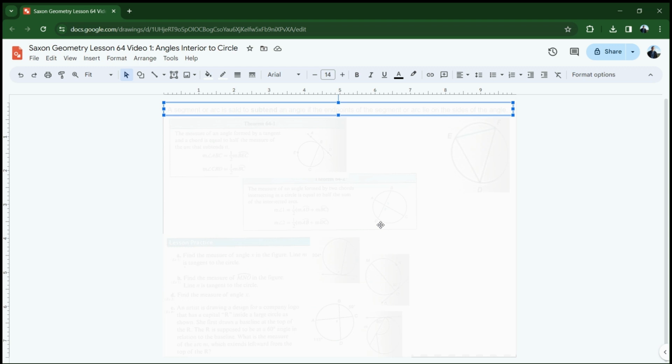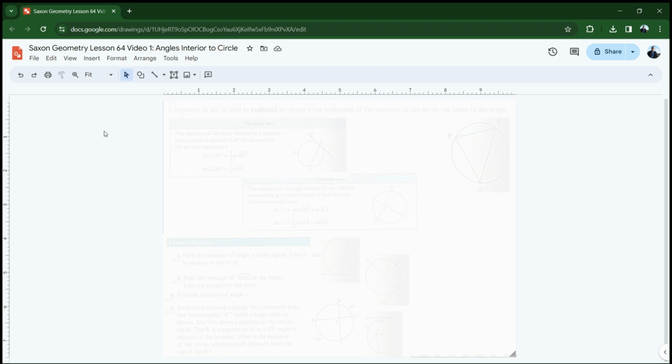Hey, geometry students. In this lesson, we are going to be taking a look at a topic that is a little bit difficult, and that is angles interior to a circle. Now, the only reason this is difficult is because it's hard to define the angles that are interior to a circle and understand exactly what we're talking about.